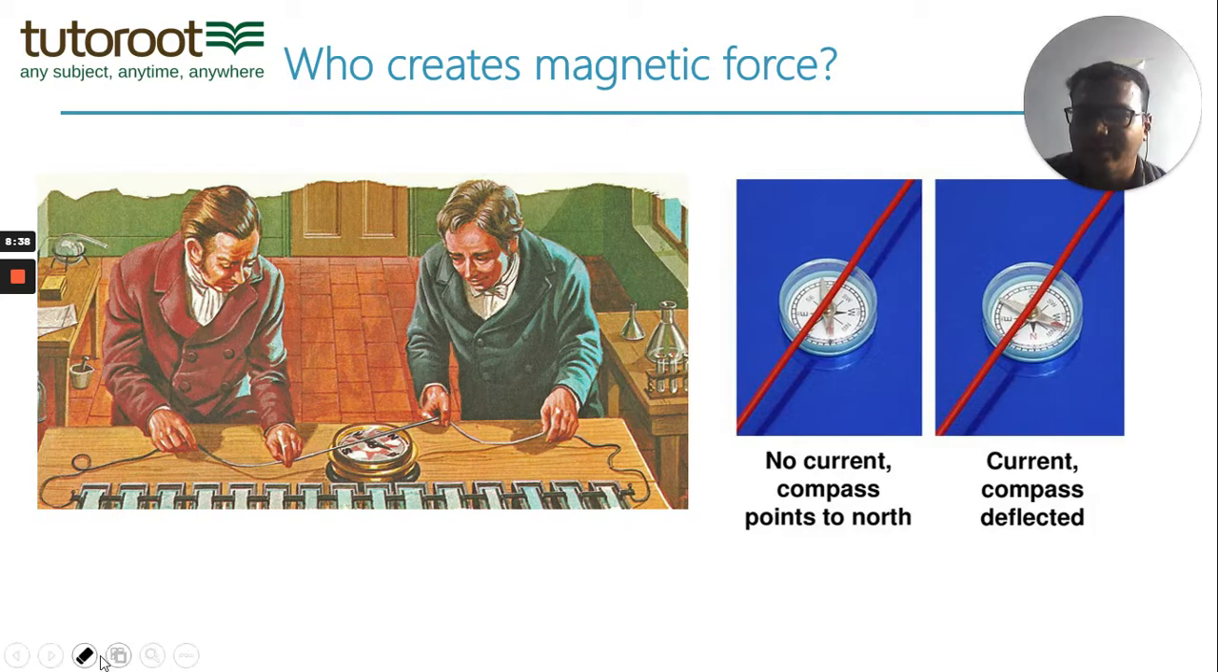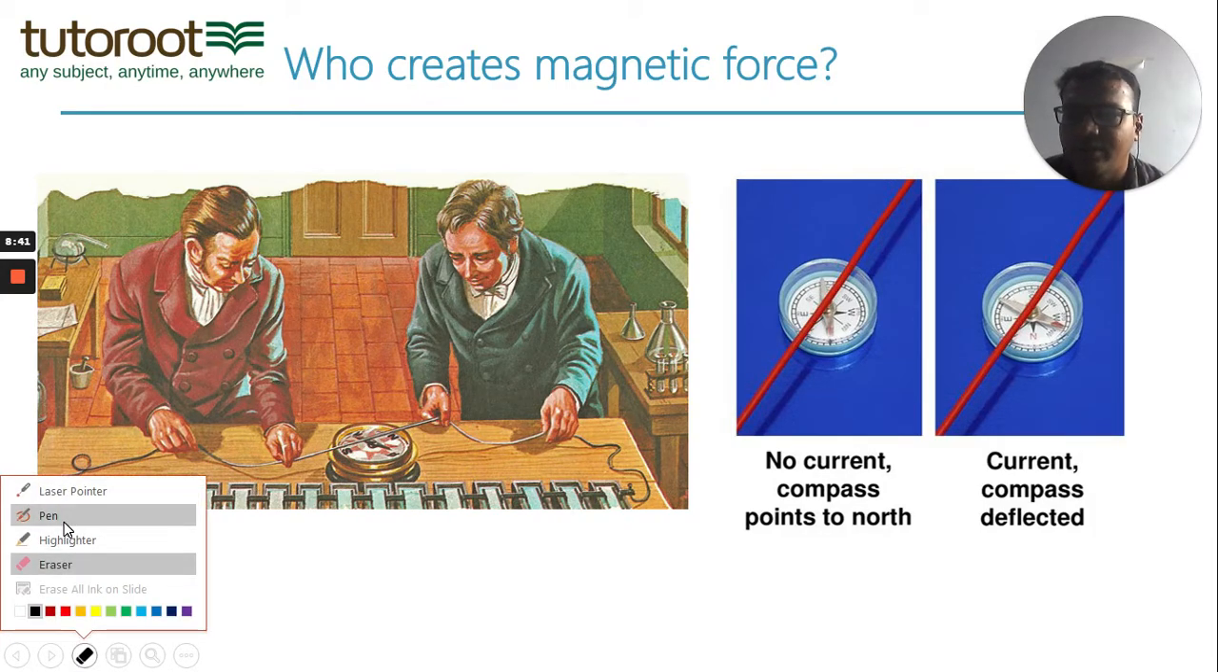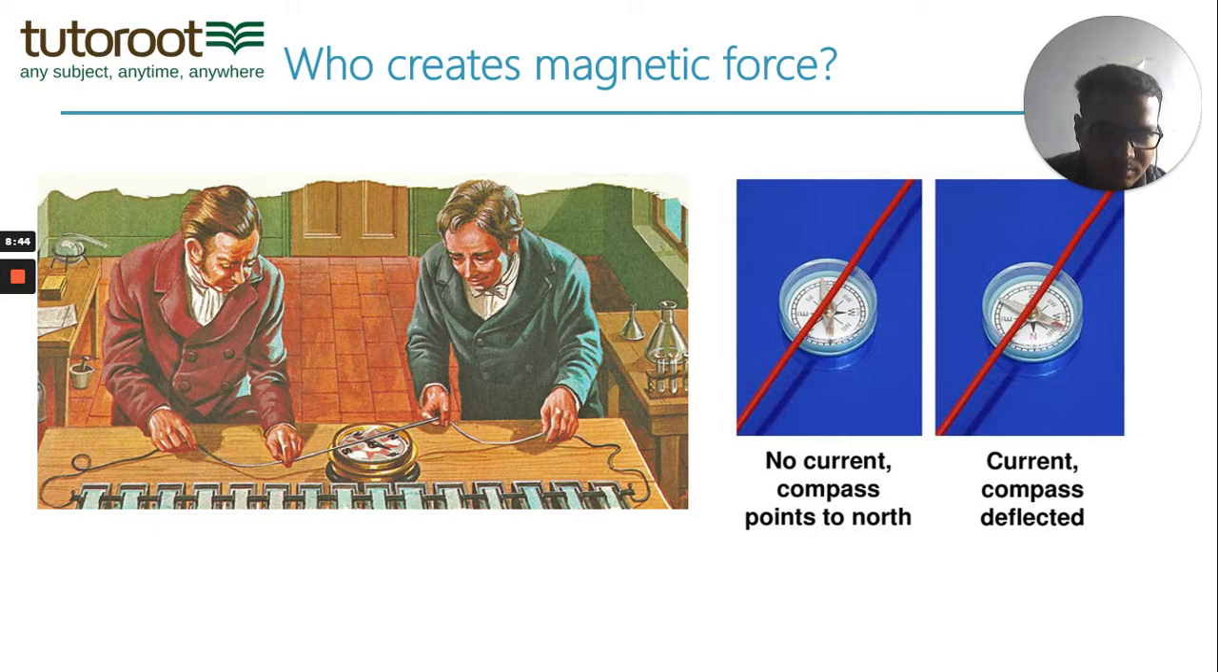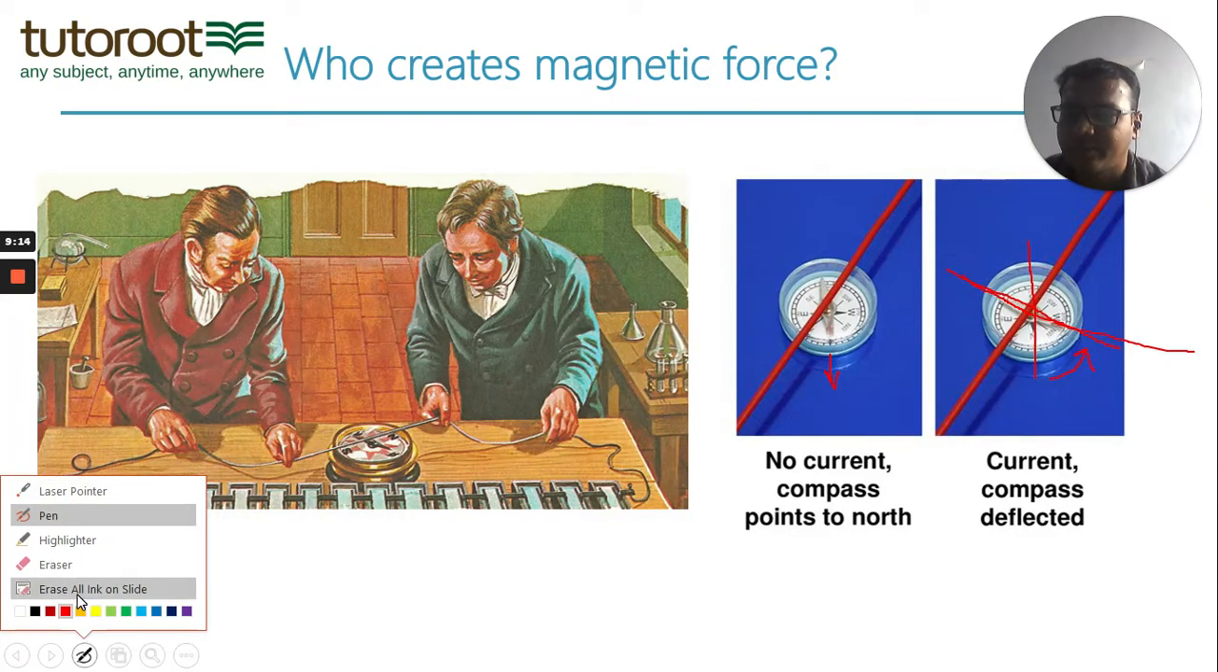Here you can see that earlier, when there was no current, it was pointing towards the north direction. This was the earlier orientation, and now it has shifted to this. So what I can say is that this new orientation is always perpendicular to the electric current direction. Now this is just an observation. Let's see what we can deduce from these observations.